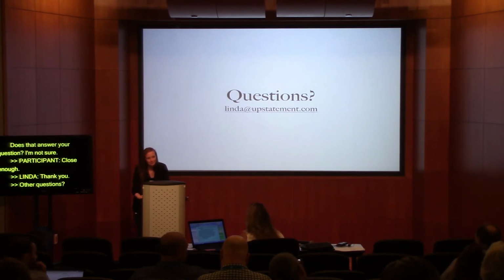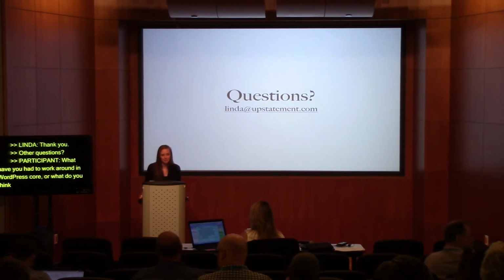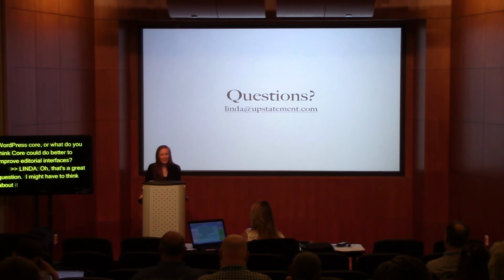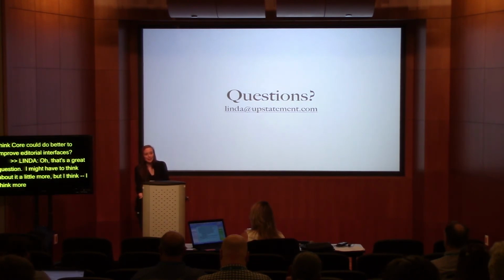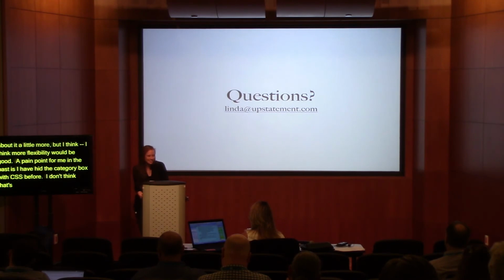What have you had to work around in WordPress core, or what do you think core could do better to improve editorial interfaces? Oh, that's a great question. I might have to think about it a little more, but I think more flexibility would be good. A pain point for me in the past, and maybe this isn't even the case anymore, is that I've definitely hidden the category box with CSS before, and I don't think that's ideal. So there's some stuff like that. I think the more granular control you can have, the better.